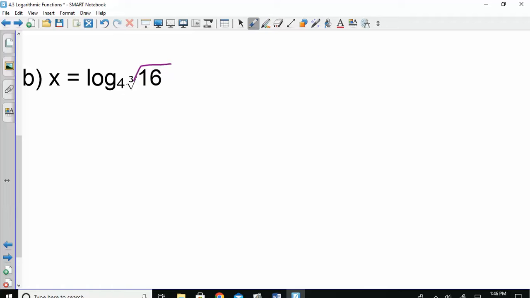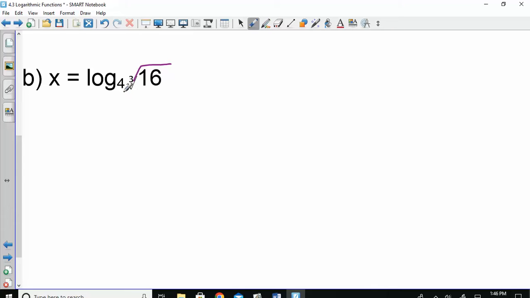B. X equals log base 4 of the cube root of 16. This one, there are a couple different ways to do. Give me one option. What comes to your mind?